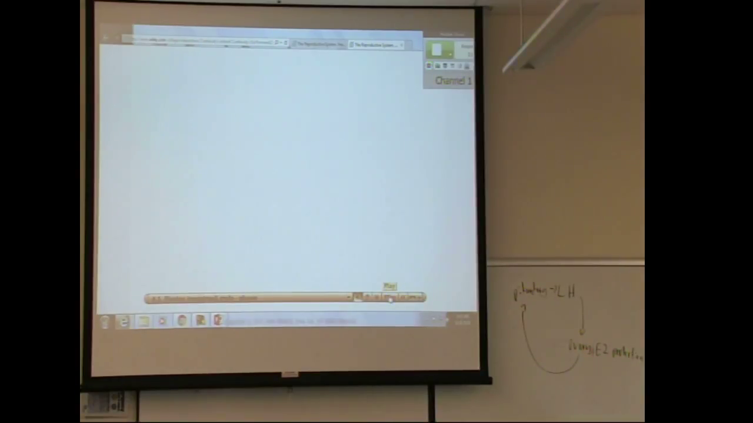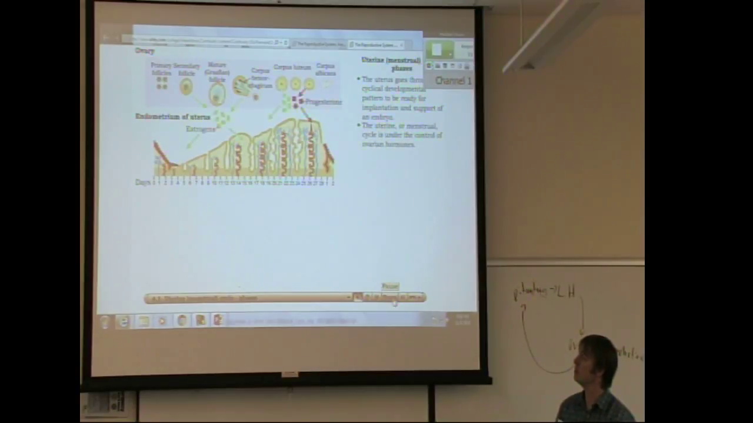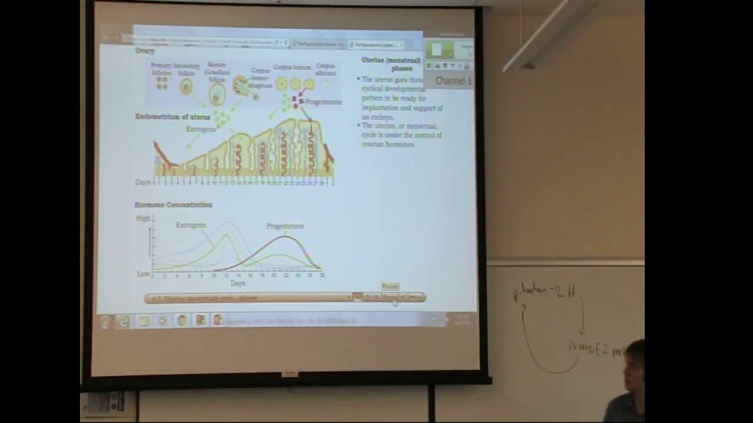All right, so let's see what happens during the uterine cycle. Obviously, this is overlapping with the ovarian cycle. The uterus goes through a cyclical developmental pattern to be ready for implantation and support of an embryo. The uterine or menstrual cycle is under the control of ovarian hormones. The uterine cycle also has 3 phases: the menstrual phase, the proliferative phase, and the secretory phase.